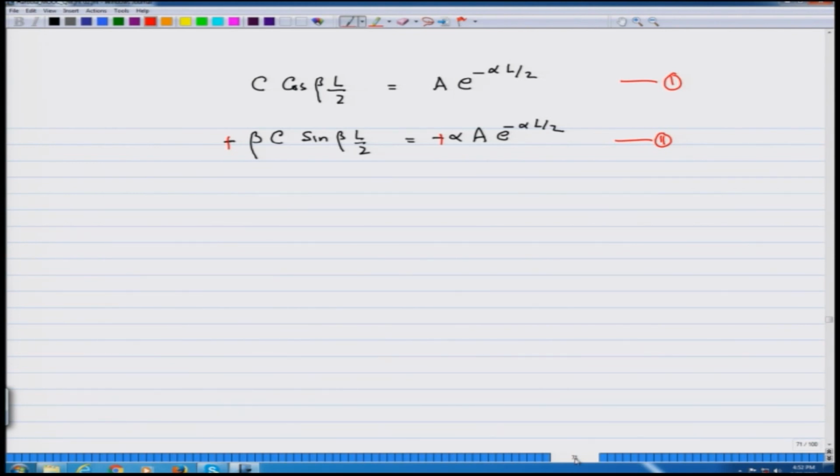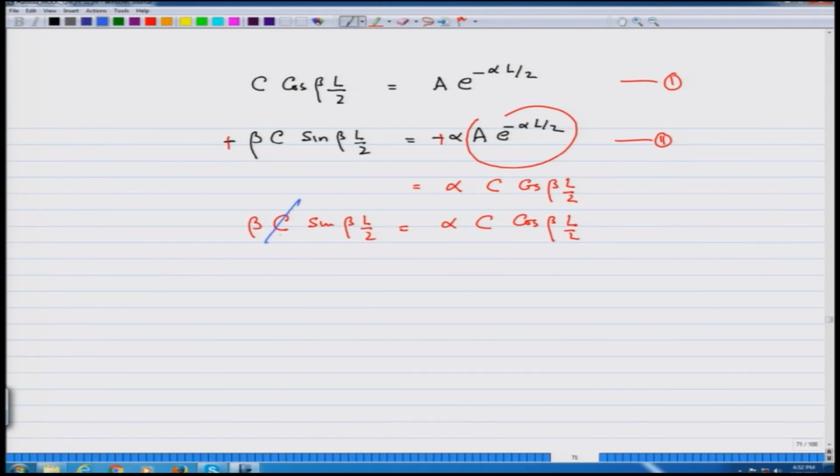Now, if you substitute for a e raised to minus alpha L by 2 here, this becomes alpha c cosine of beta L by 2. So, I have beta c sine beta L by 2 is equal to alpha c cosine of beta L by 2. C cancels from the two sides, and I have beta tangent of beta L by 2 is equal to alpha. That is the condition that arises from the boundary conditions.